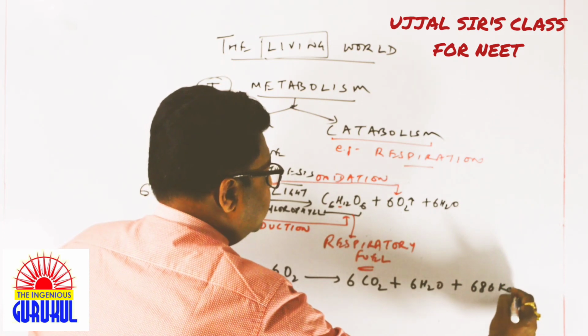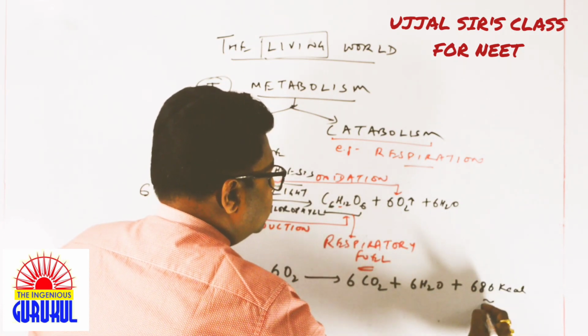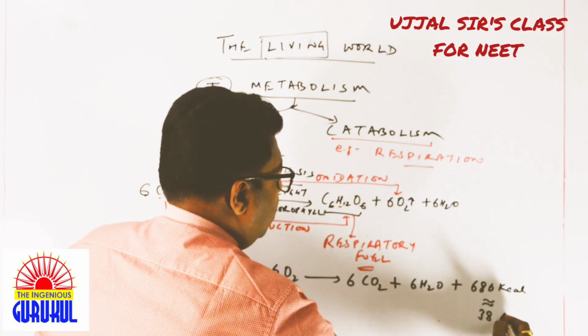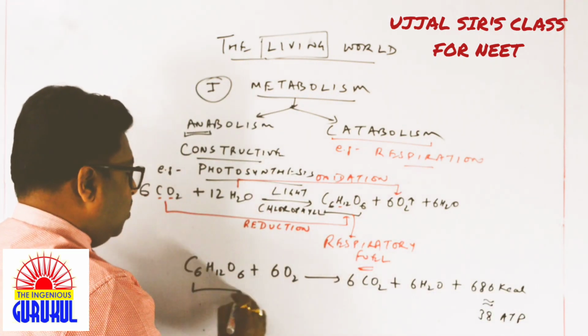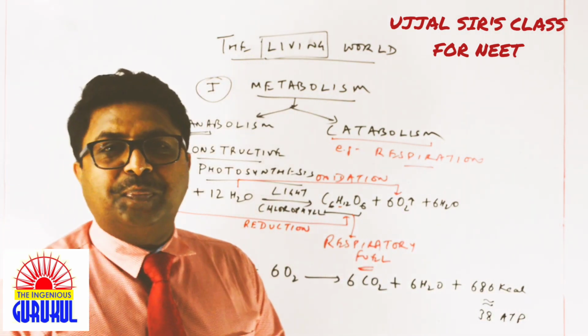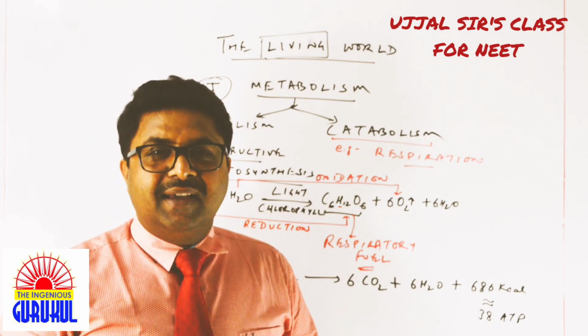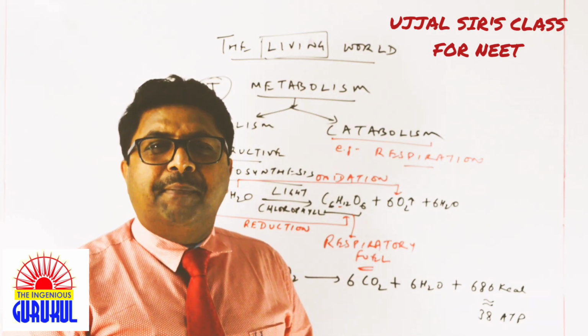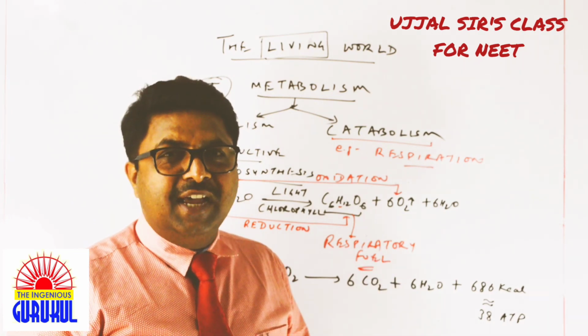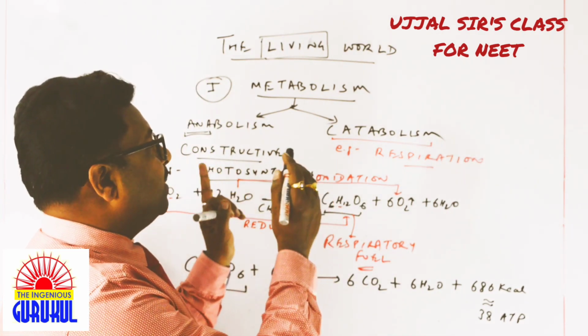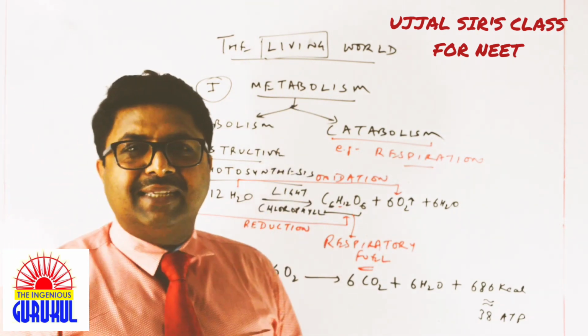686 kilocalorie of energy is going to get liberated, which corresponds to 38 ATP molecules. That means on complete oxidation of 1 molecule of glucose, 38 ATP molecules is the outcome. That means it's a catabolic process, it's a breakdown process, a destructive process. So these two together, anabolism and catabolism together, we consider it as metabolism.